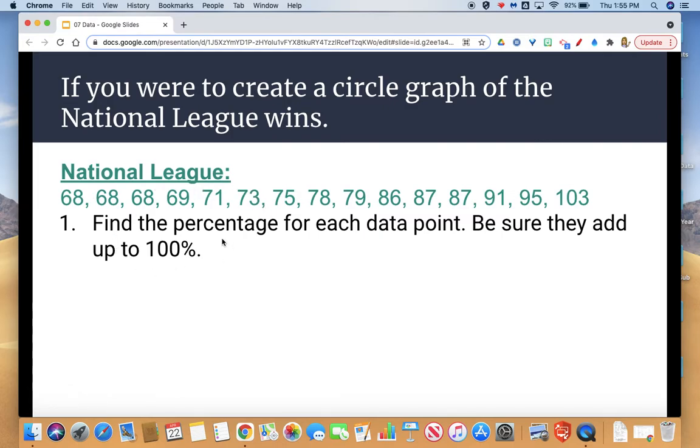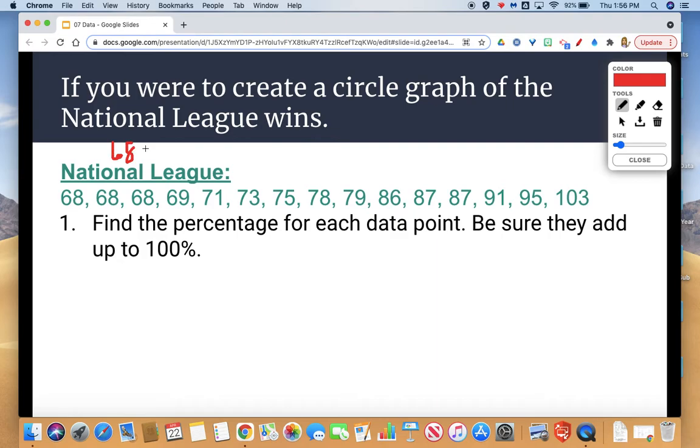And then you count how many of each data point you have. So if I'm looking at 68, I have 1, 2, 3 68s. So then I would take 3, the number of times 68 occurred, and divide that by my total 15, and I get my percent, which is 0.2, so that would be 20% for my 68. Okay, so 68 occurs 20% of the time.